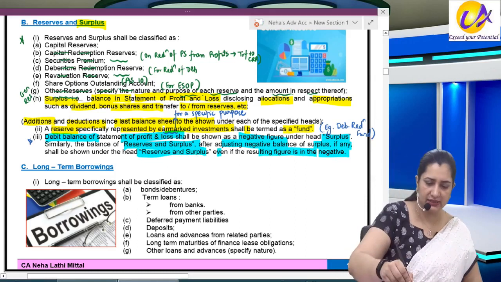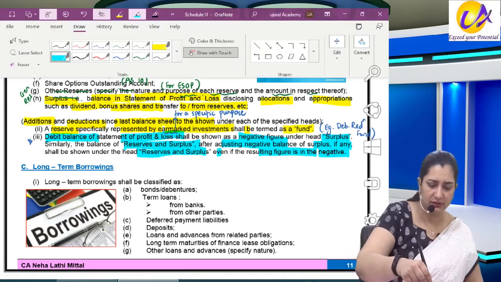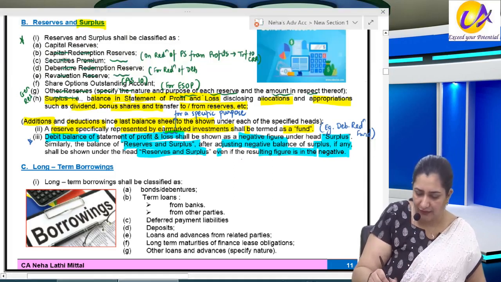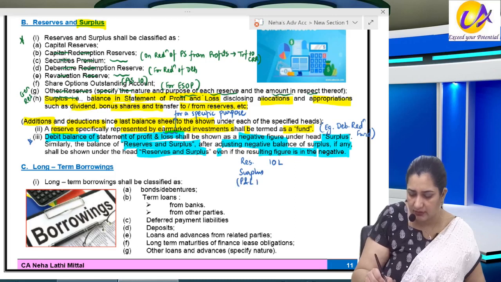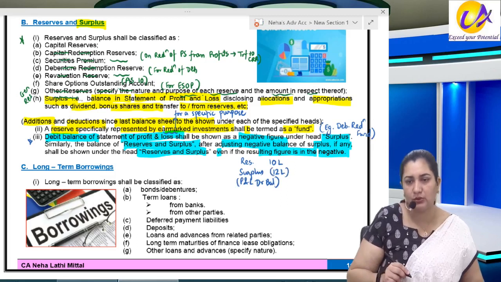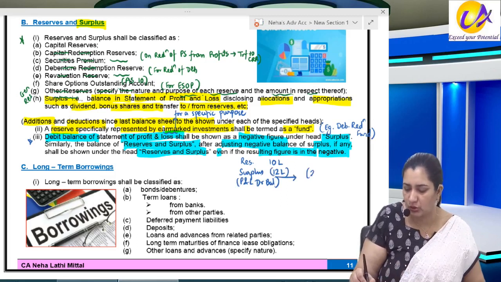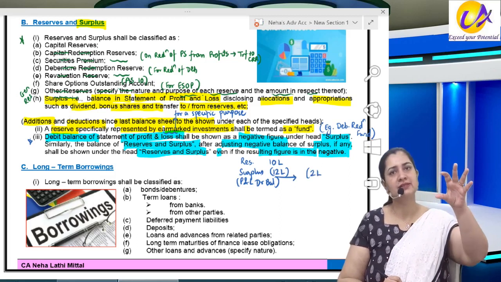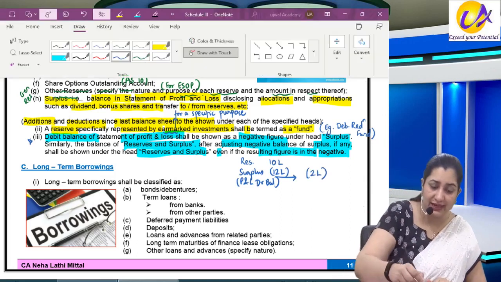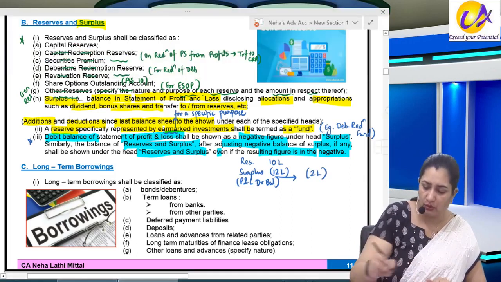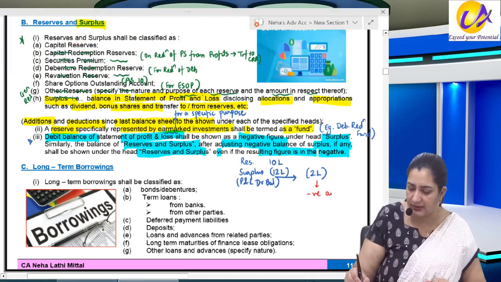What I'm trying to say here is, let's say for example, you have normal reserves of 10 lakh. And your surplus, meaning your P&L, has a debit balance of 12 lakh. So the negative has become 2 lakh. Now the reserves and surplus will show a 2 lakh negative figure, because reserves 10 lakh minus 12 lakh. So you will show 2 lakh as a negative amount in reserves, under reserves and surplus.